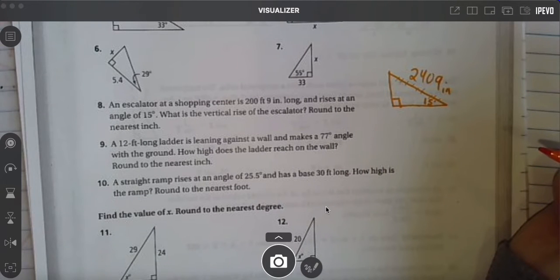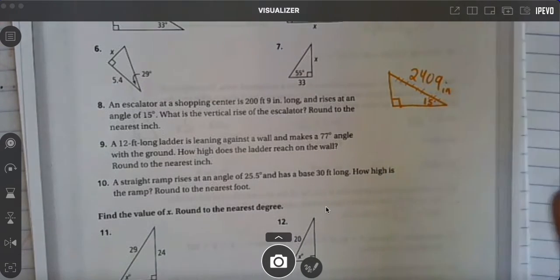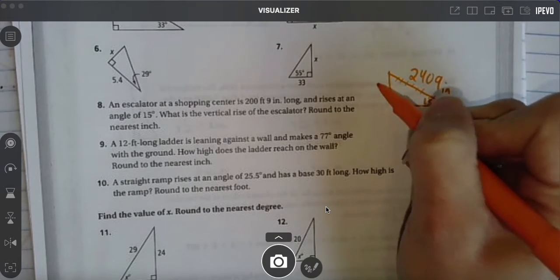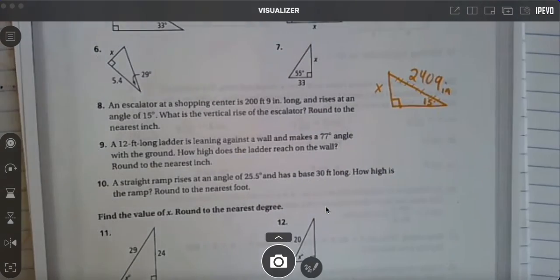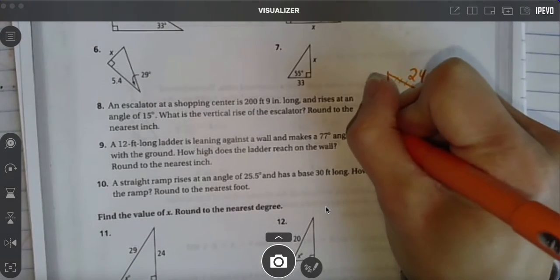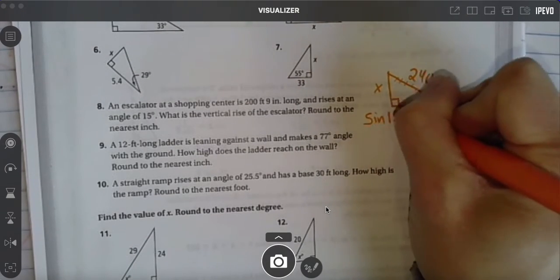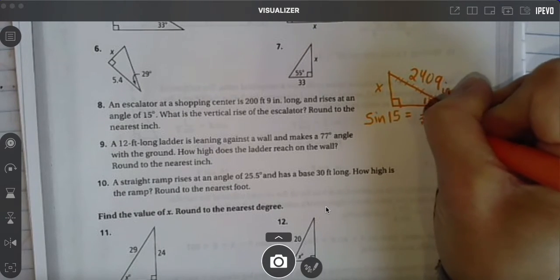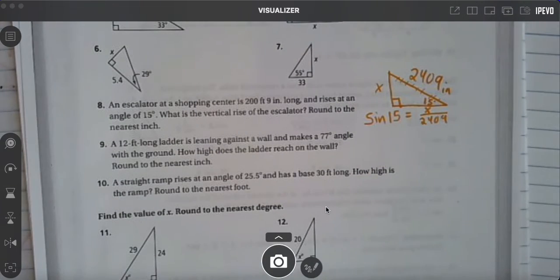And then it says, what's the vertical rise? Well, this is vertical, right? Vertical means up and down. So how high up is this escalator going to go? It's going to be in inches, and it says nearest inch. That's what it wants our answer in. So you have to decide sine, cosine, or tangent. And y'all were right. You're going to say the sine of 15 equals x over 2,409.